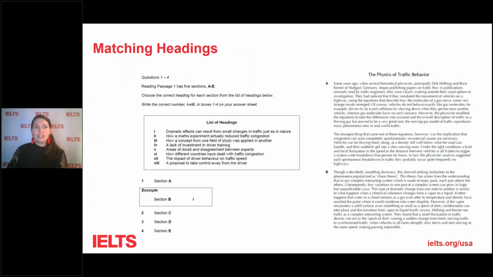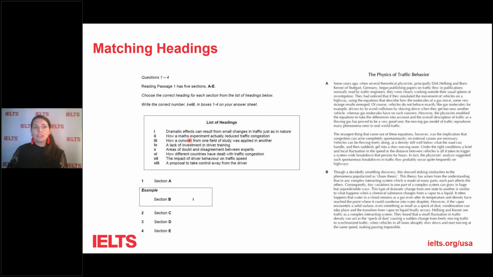So here we have matching headings, which is one of the most common question types on the reading, and it's usually the first question for the reading passage. Here what you're being asked to do is to take a look at the list of headings, and you'll see that there are 8 headings, always with Roman numerals, and match the headings to the different sections of the text. Now, there are always more headings than there are sections, so some headings will not be used at all.